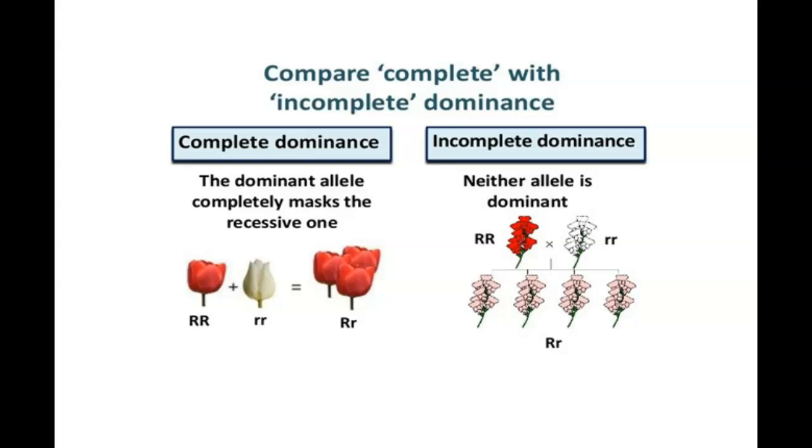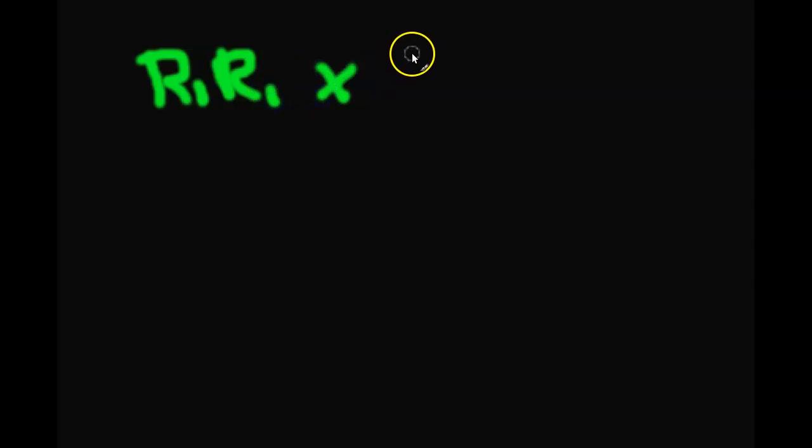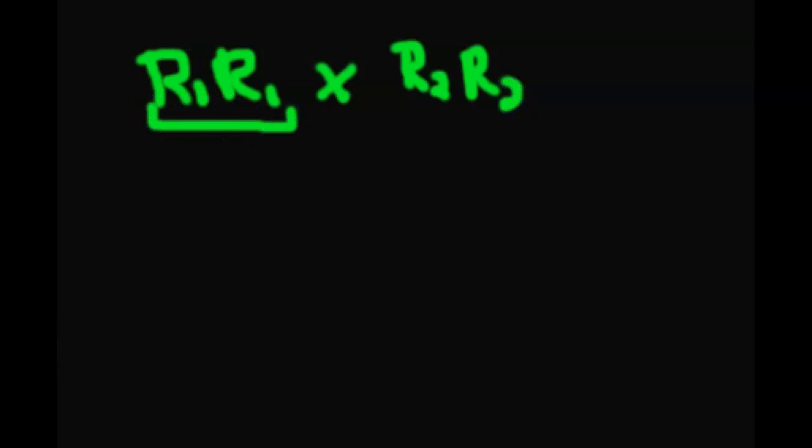Incomplete dominance. No masking. Neither allele is dominant. You cross a red and a white, and all the offspring are going to be pink. All of them. So we cross a red, R1R1. That's a 1. With a white. This can only give R1s.